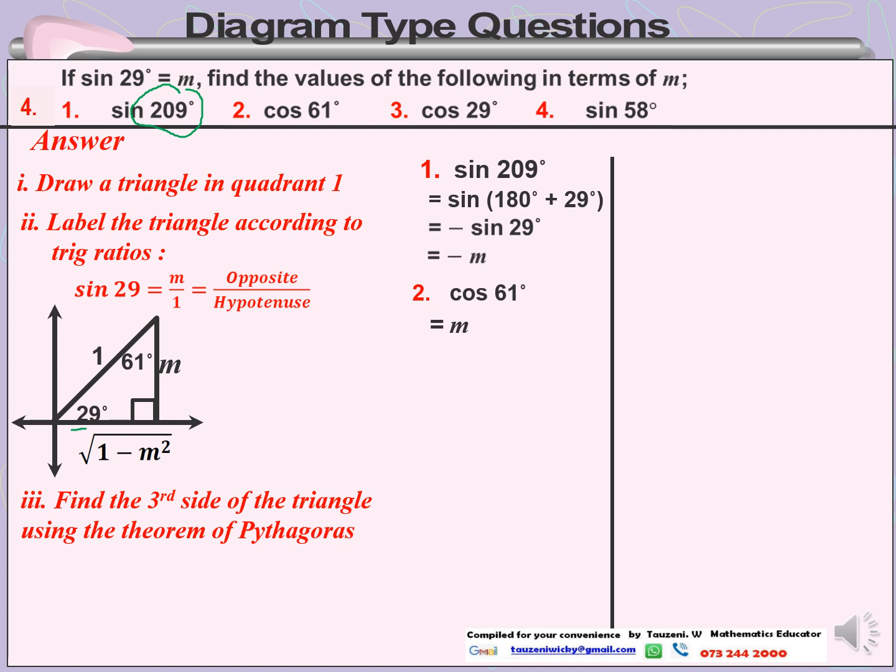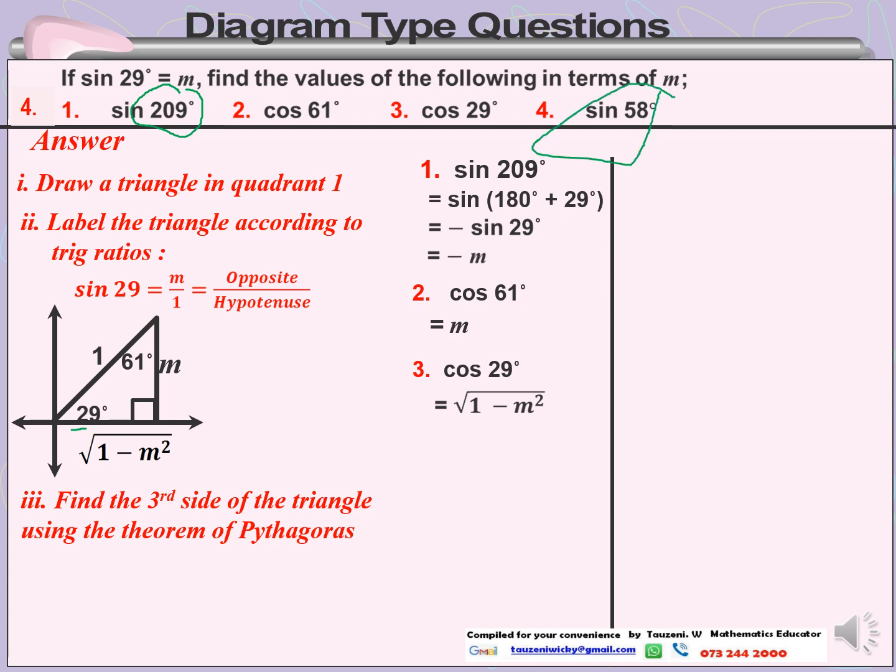The adjacent is m, the hypotenuse is 1, so the cos of 61 is equal to m. The cos of 29 degrees, I've got 29 degrees in my triangle, adjacent over hypotenuse, so that one is direct substitution: the square root of 1 minus m squared. Then look at the last one that I need to calculate, the value of this last one here.